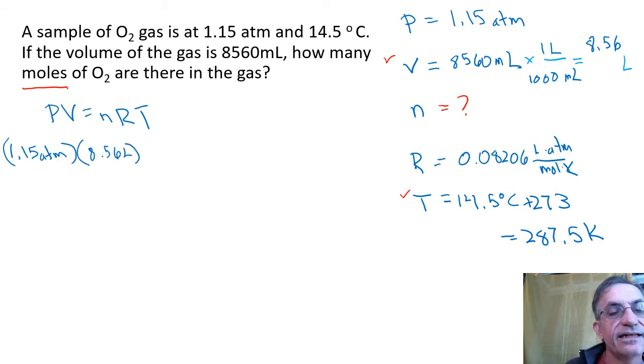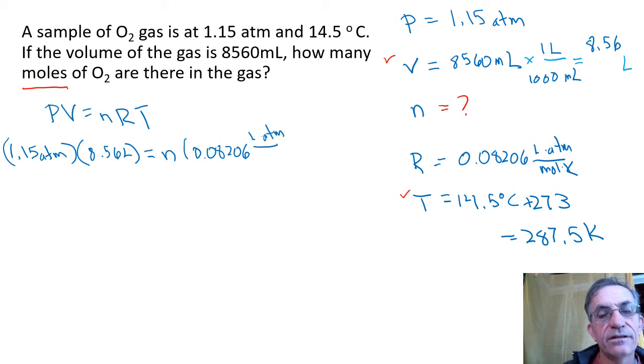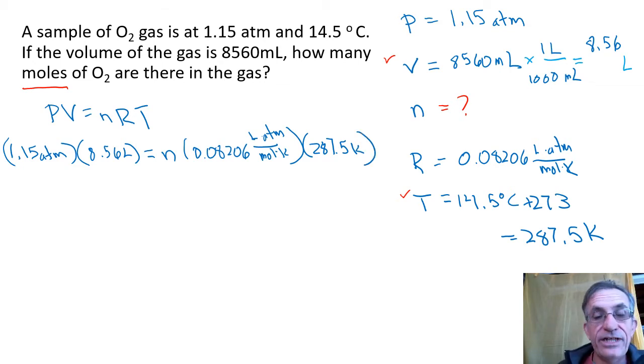8.56 liters. N is moles. That's what I'm looking for. R is that number, always the same number: 0.08206 liter atmospheres over mole Kelvin. And while we're at it, we also need the temperature, 287.5 Kelvin. All right, so at this point, we should be in pretty good shape.